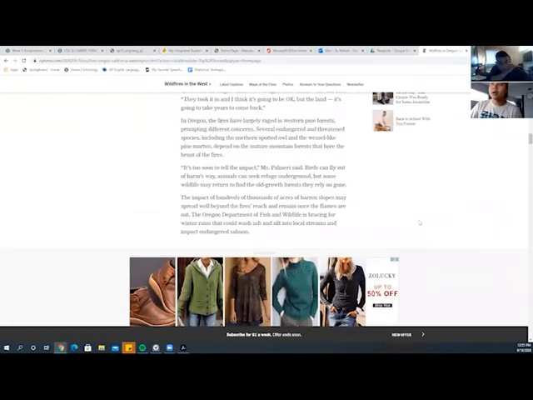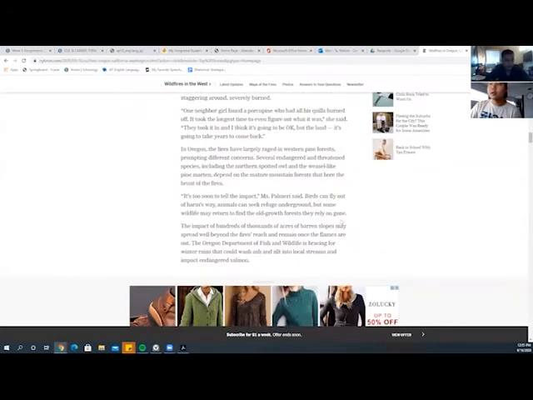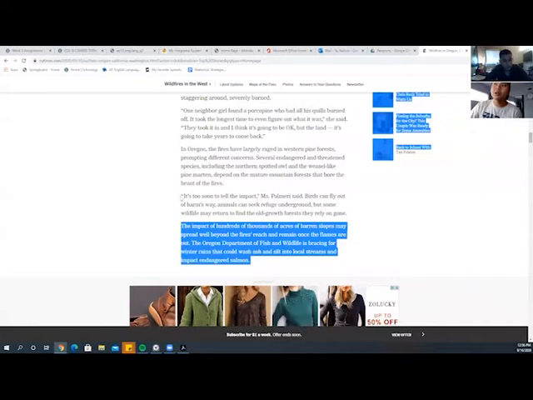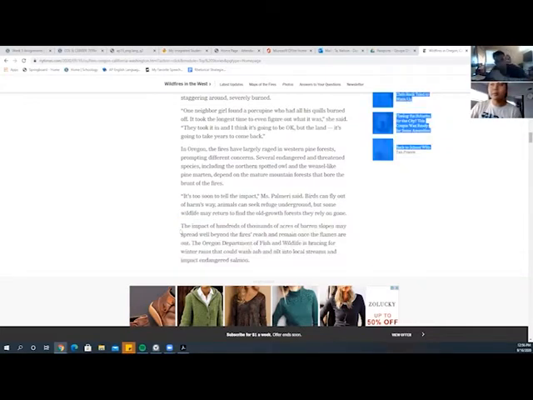So let's look at our story here. How did they decide to end it? All right, so here's our kicker. "It's too soon to tell the impact," Mrs. Palermo said. "Birds can fly out of harm's way. Animals can seek refuge underground, but some wildlife may return to find the old growth forests they rely on are gone." That is a good quote because it's saying that things may never go back to normal. This is our kicker, the last quote in a story, an article. It's called the kicker.